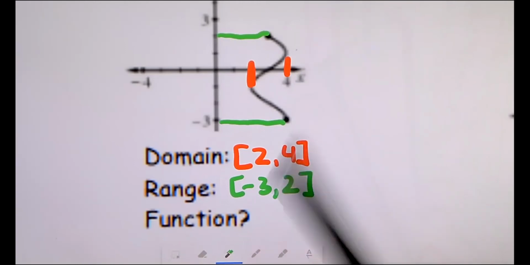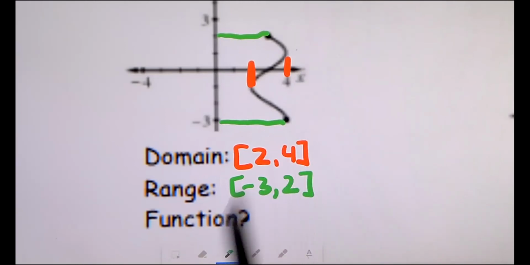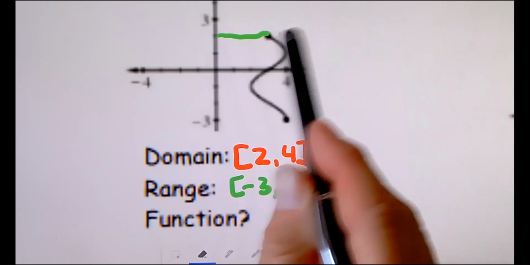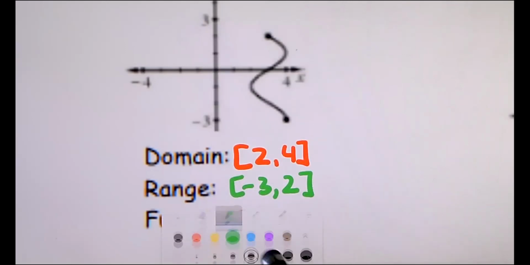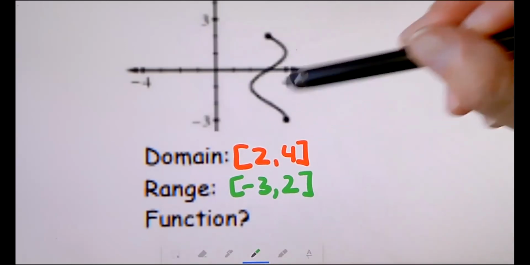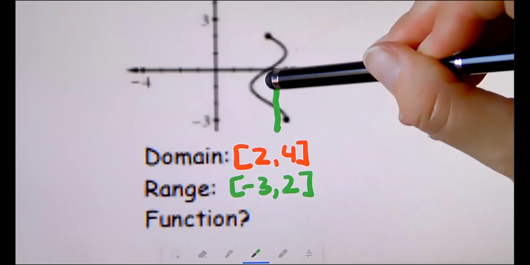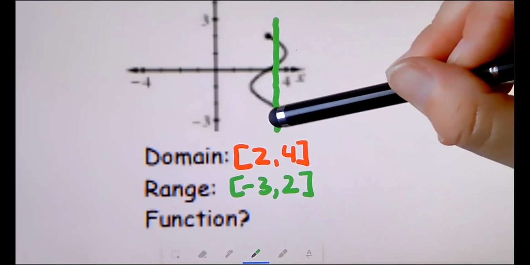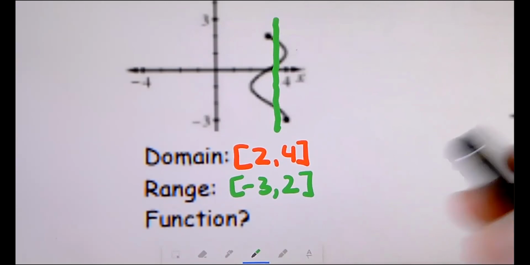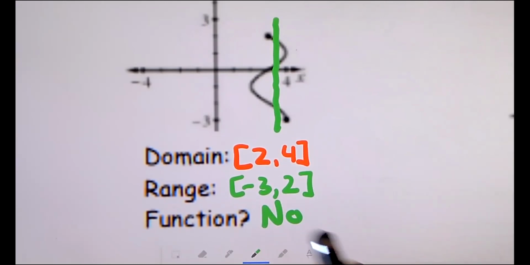And as I'm going through this, let me get rid of these for a sec so we don't have those in the middle of it. If I was to draw my vertical line, you see here, I ended up crossing 1, 2, 3 times. So is this a function? No, not a function. Crossed 3 times.